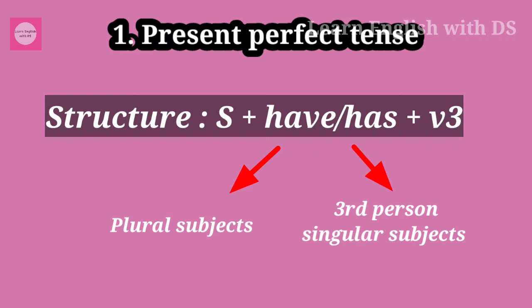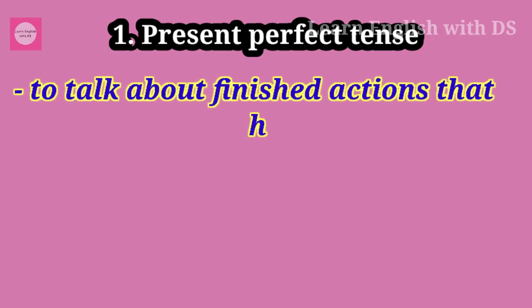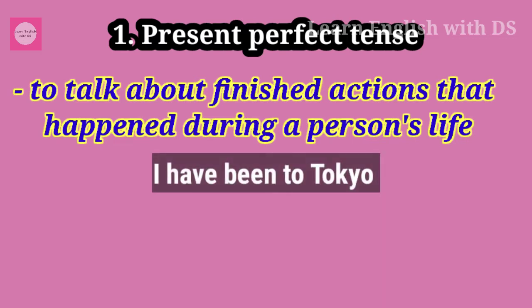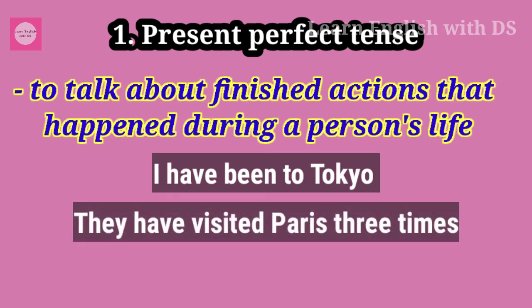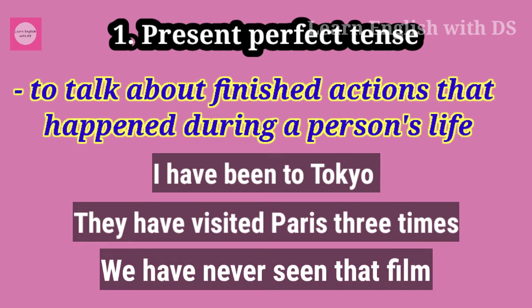At first, present perfect tense is used to talk about finished actions that happened sometime during a person's life. For example, I have been to Tokyo. It means I have visited Tokyo in the past at some time. They have visited Paris 3 times. We have never seen that film. It means we have never seen that film in the past.